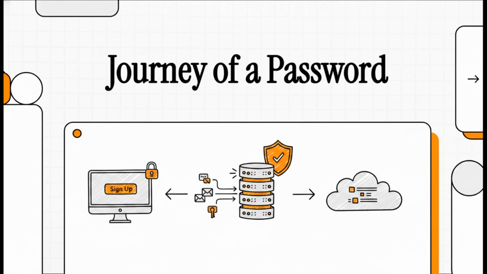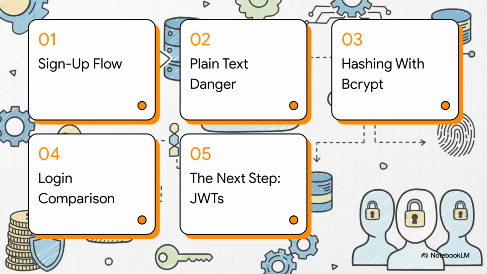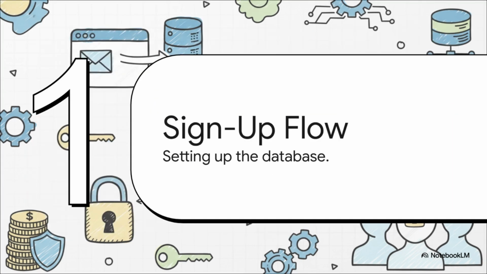on their backend servers. Here is our roadmap for today. We are going to cover building the initial sign-up flow, the massive danger of plaintext passwords, hashing with Bcrypt, the login comparison process, and finally, what comes next with JWTs. Let's get to it. Starting with Section 1, building the sign-up flow, setting up the database.